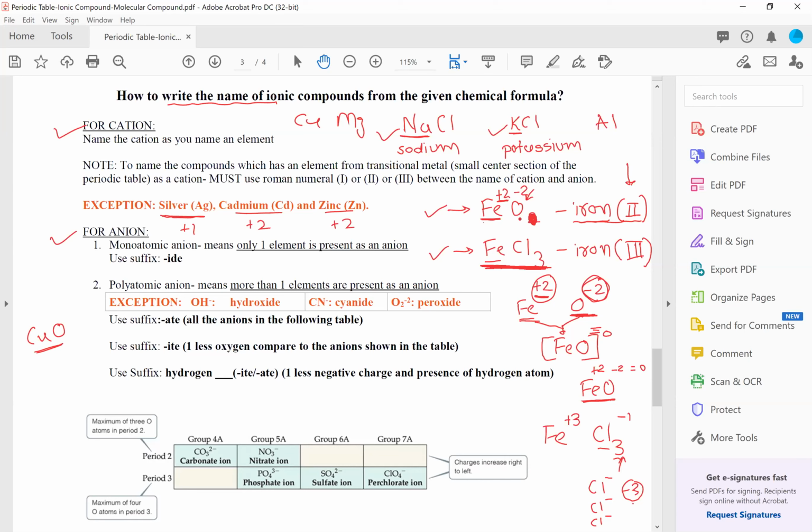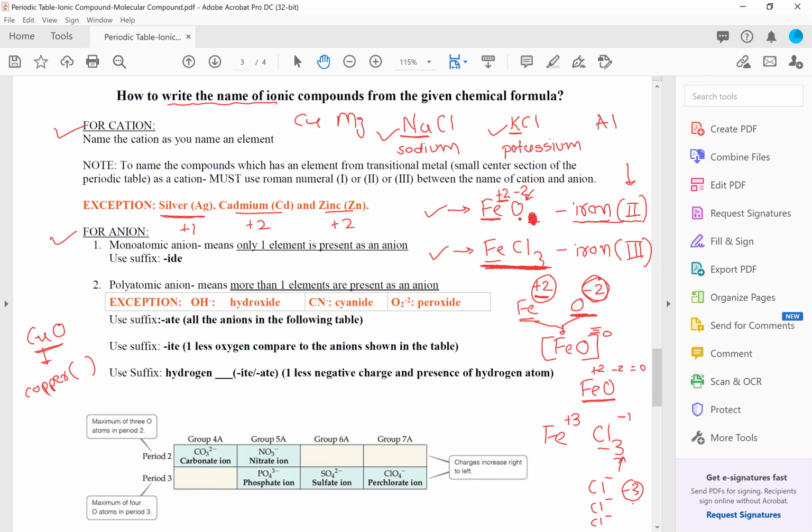In that case, when you're writing the name, you should write the Roman numeral, right? If it is going to carry more than one charge. In this case, Cu. Can you guys answer that? What is the name of the Cu? Copper. Now, does copper carry more than one charge? Yes, it does. It means we have to write a Roman numeral and we have to specify what charge copper is carrying in this particular chemical formula.